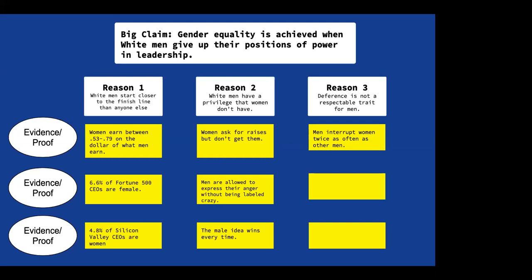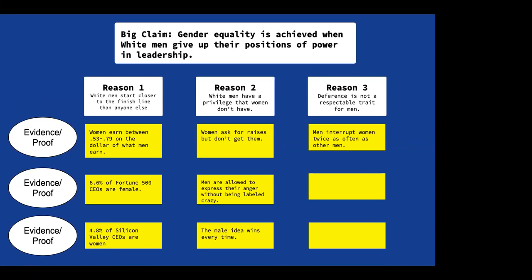And so hopefully as you guys were working through it, you found some of the same reasons. You found sort of the bigger claim that gender equality is achieved only when white men give up their positions of power in leadership. I know a couple of the groups that I popped in were talking about that big claim. We didn't get that until all the way at the end of the speech. Like, what is she really trying to tell us in this article? So the reasons that we see there, hopefully yours are similar.